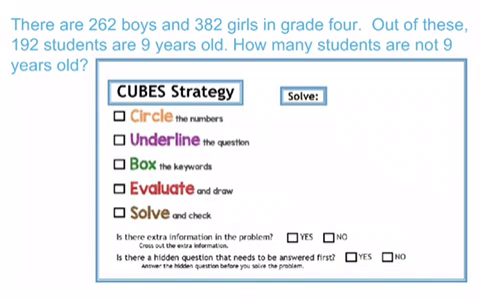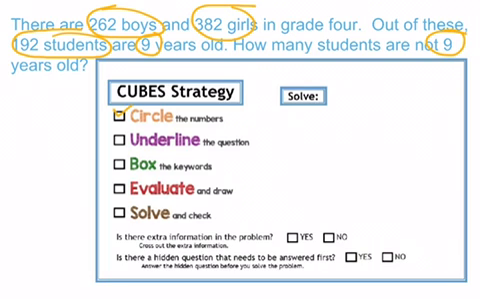All right, so the first thing you'll do is circle the numbers. So go ahead and circle your numbers, and then we'll check to see if we have the same ones. All right, I have circled the numbers on mine. We have 262 boys, 382 girls, 192 students, and then we have 9 for the 9 years old.